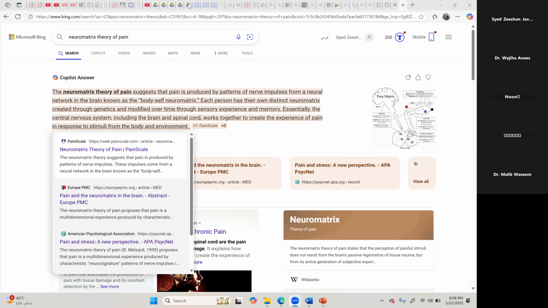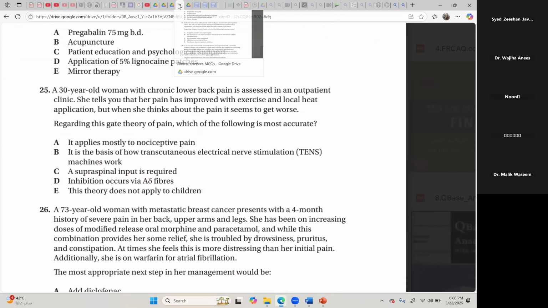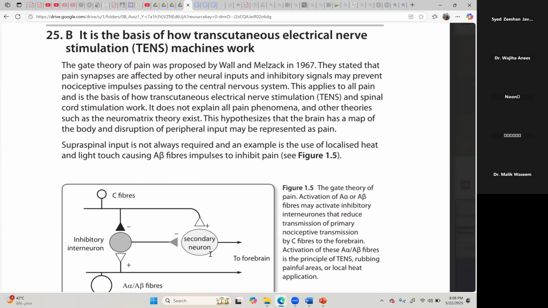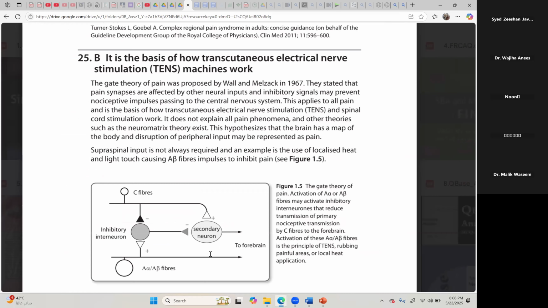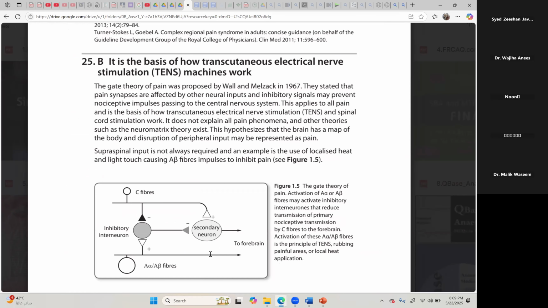But this is how you should learn. Don't read only the explanation. Try to explore all the words. Like I was not very sure what it means by supraspinal input, or what the neuromatrix pain model was. That's how you can learn from the words. Actually, these books are excellent. And who says this is only for MCQs? This is for Viva. These are the things which are asked in the Viva as well.